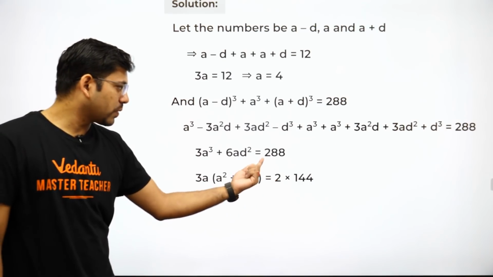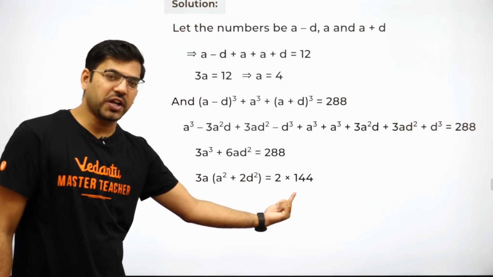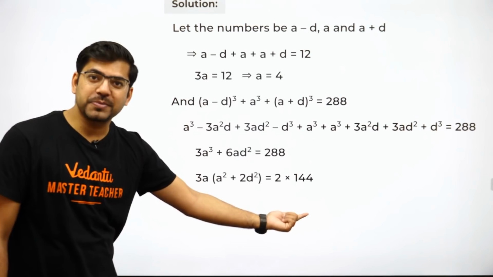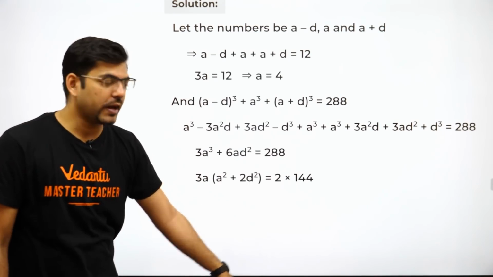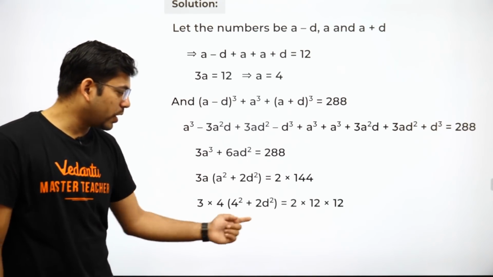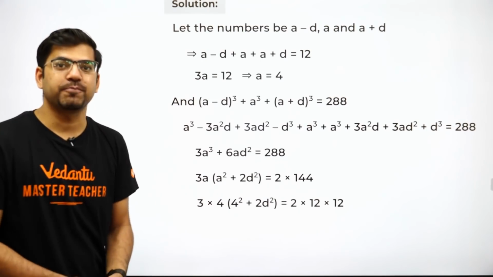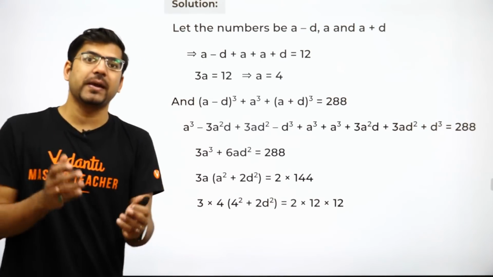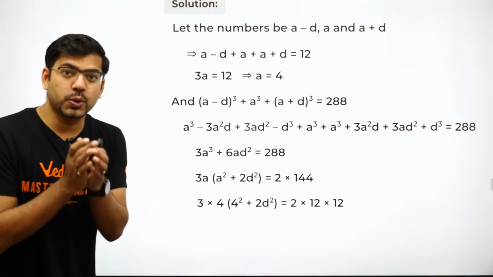For solving this equation, I have factorized this 288 into 2 into 144. You all must know 144 is nothing but 12 square. So writing all those values will make my calculation easy. I'm doing all these steps to just make my calculation easy and less prone to silly mistakes.